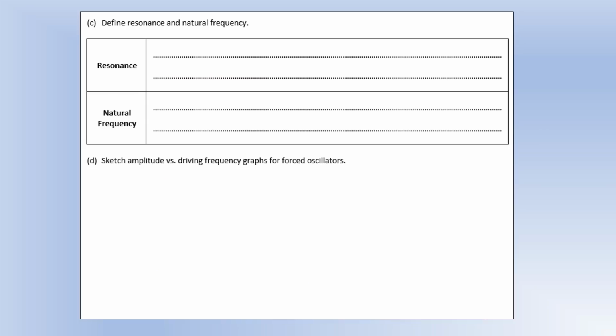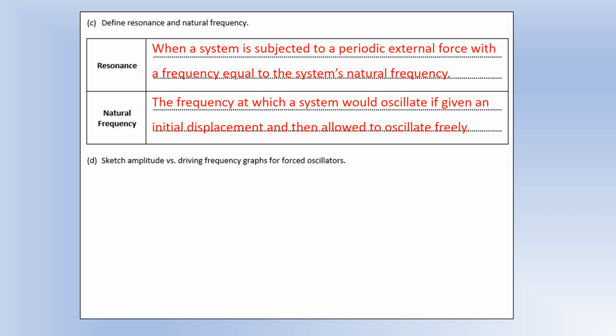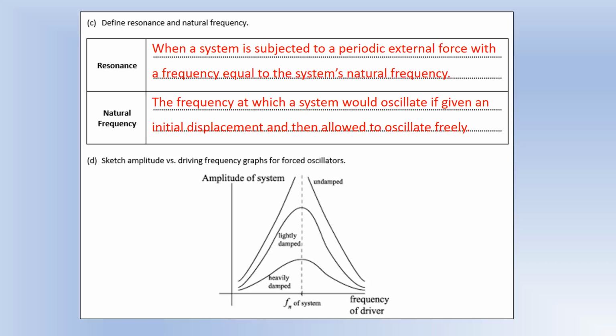Okay, so now looking at forced vibration, resonance is a specific case when the periodic external force has a frequency equal to the system's natural frequency. And what we mean by a natural frequency is the frequency at which a system would oscillate if it's given an initial displacement and then allowed to freely oscillate. And we can see the effect of this.